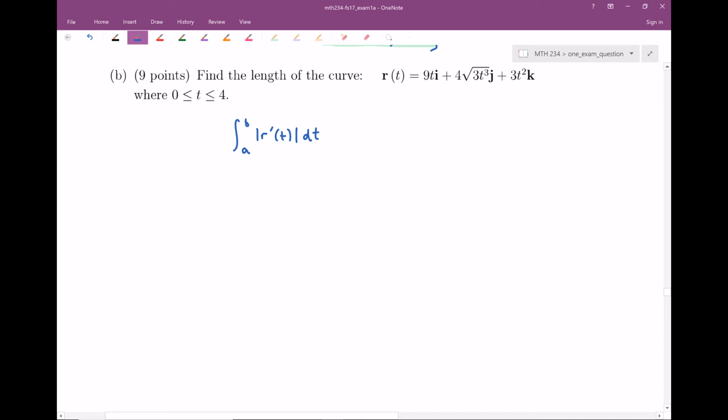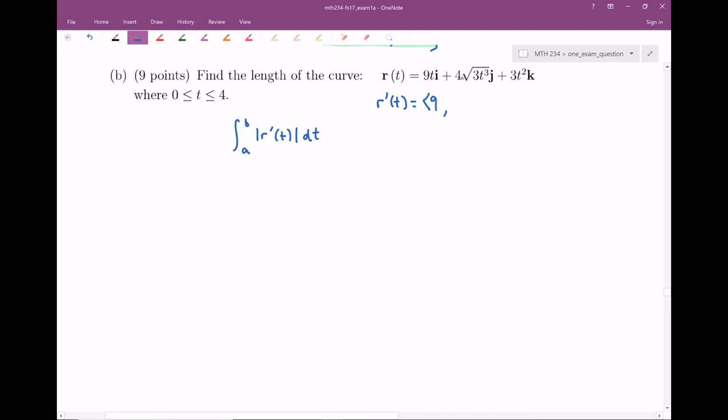So first of all, maybe let's go ahead and take the derivative. So I'm going to find r prime of t here. And I'm going to do it component by component. So when I take the derivative of 9t, I get 9. In fact, let me switch notation too. I'm going to use my standard vector notation here.